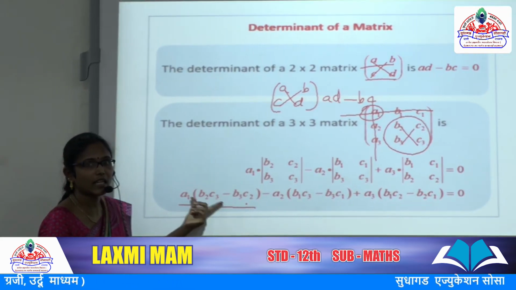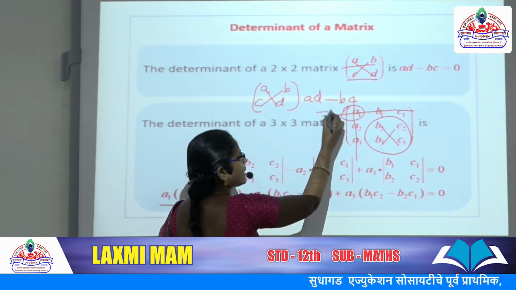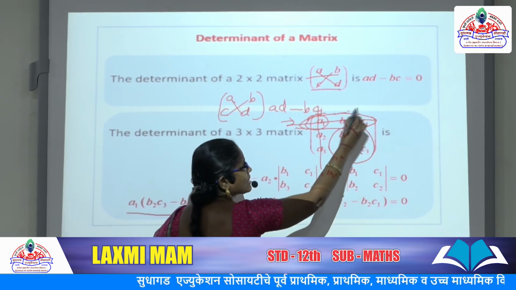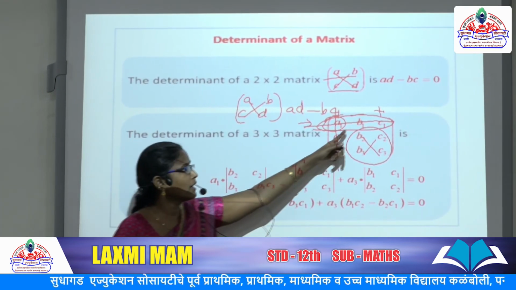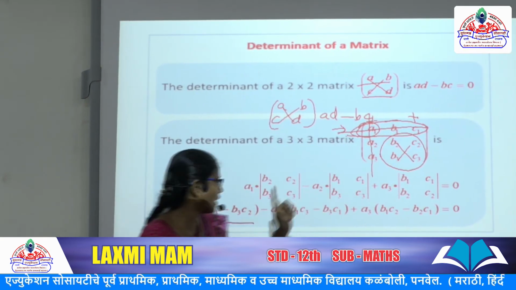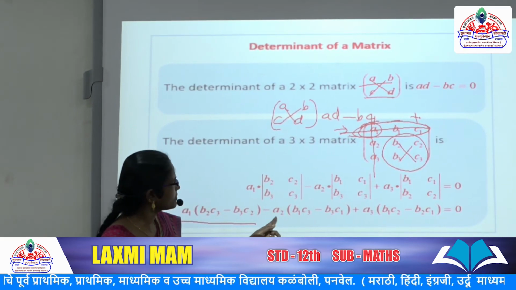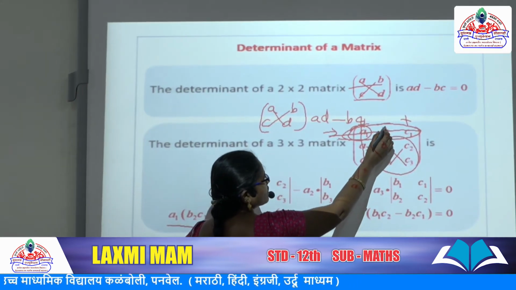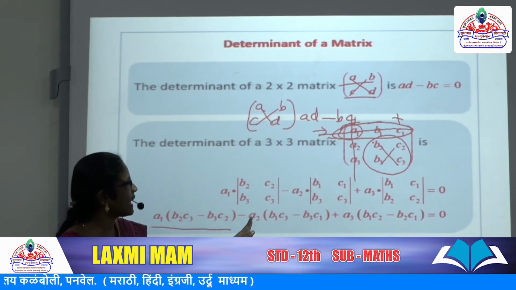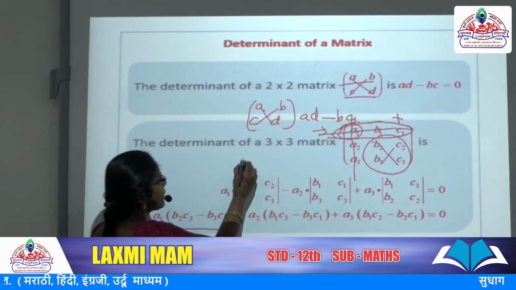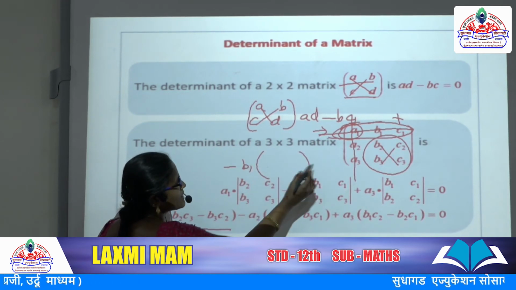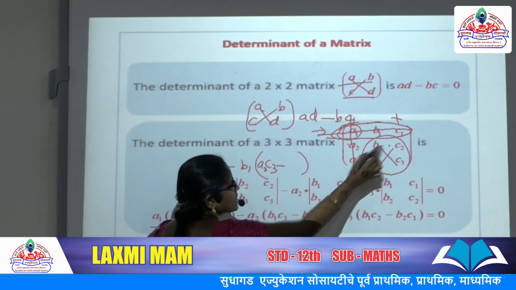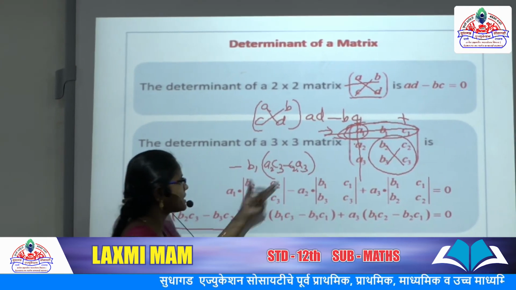Not only for the first element, we have to do it for the first row completely. We solve this row completely. Here plus, here minus and here plus. For the second element, apply minus. So minus b1 (sorry, wrong elements were given). Okay, here see the answer. For b1, minus b1 into a2 c3 minus c2 a3. That will be the second term.